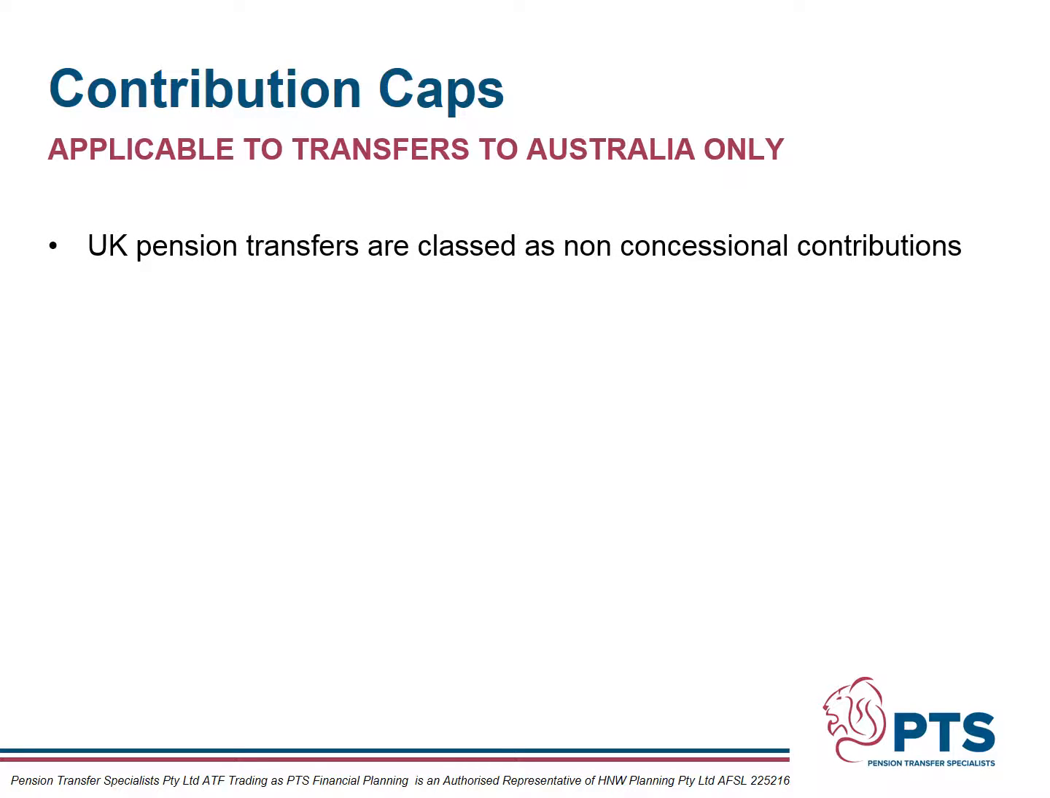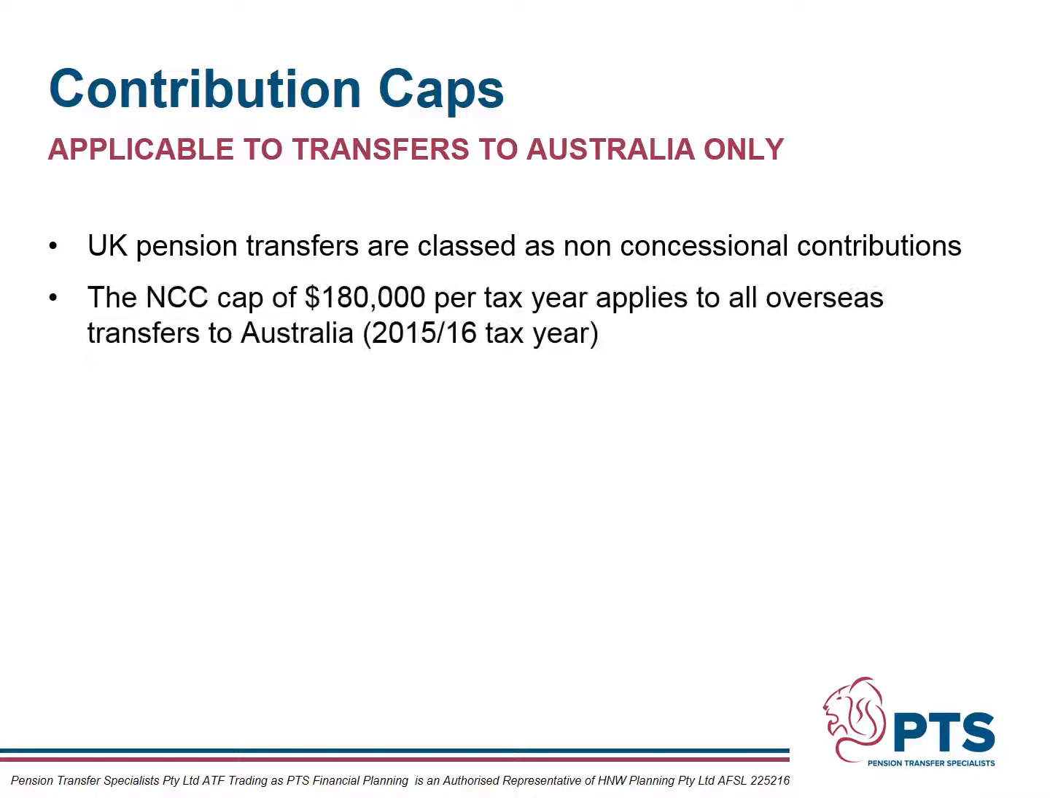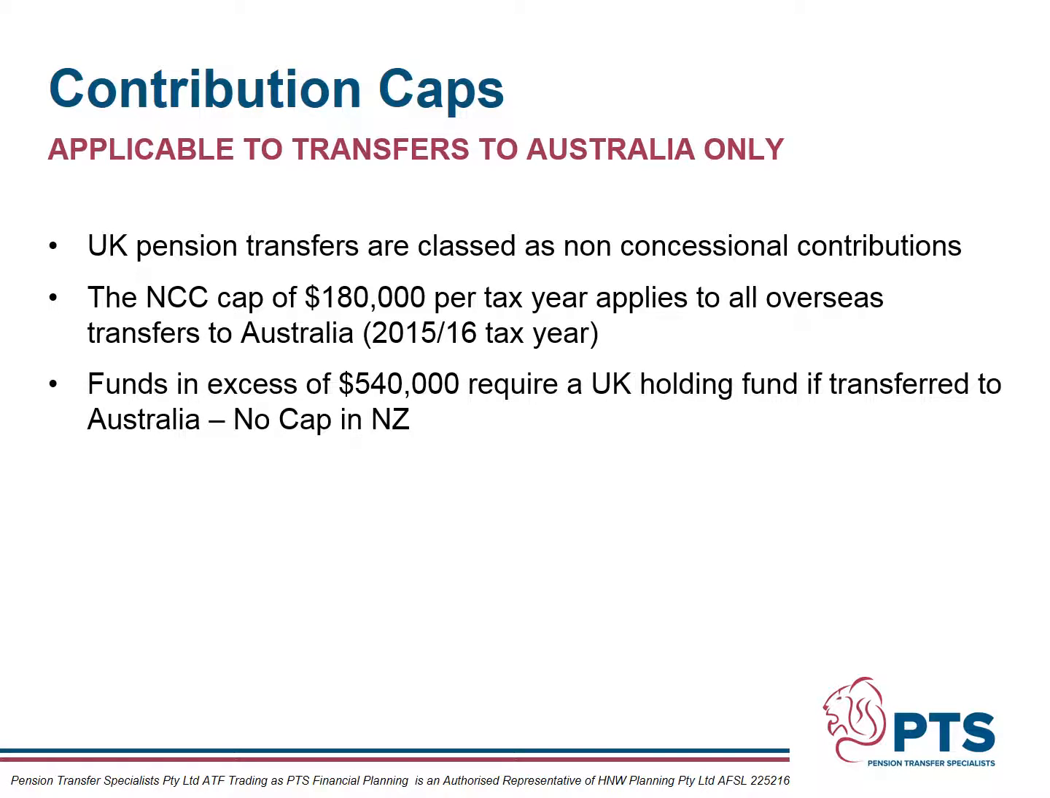All UK pension transfers are classed as non-concessional contributions. The current non-concessional cap is $180,000 per tax year, and it applies to all overseas transfers to Australia. Using the 3-year brought forward rule, you can transfer up to $540,000, then nothing more for 3 years. Any funds in excess of the $540,000 will require a UK holding fund for the funds to be transferred to and then transferred to Australia within the caps permitted.